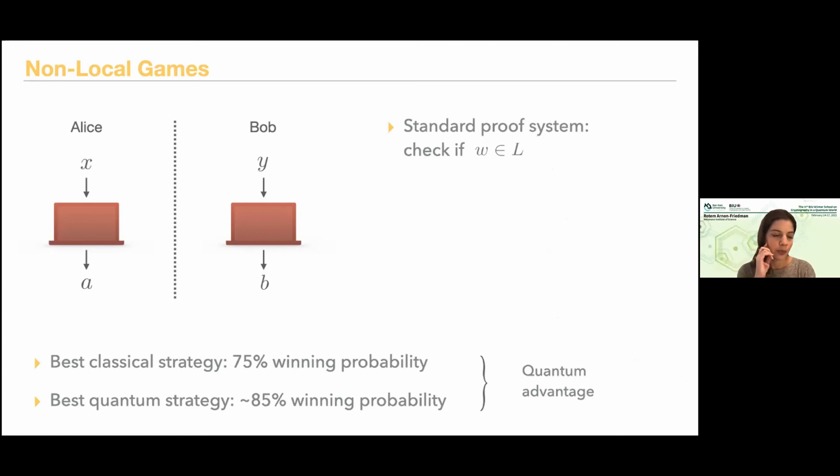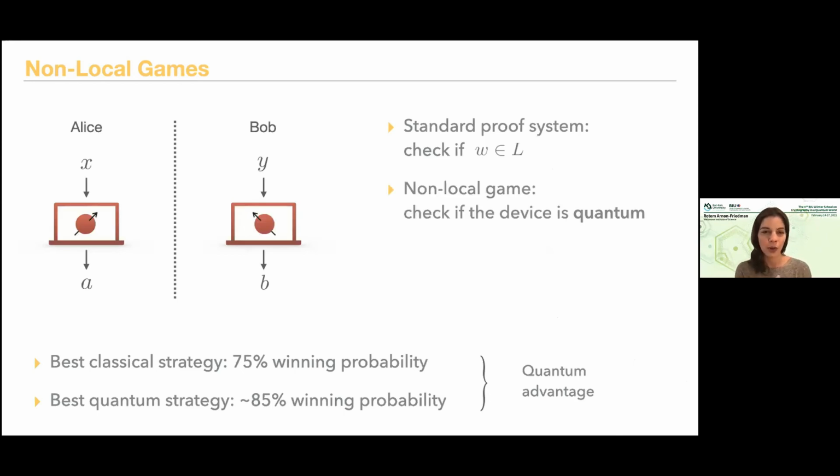Maybe if you want to compare it to NP, or to other proof systems. In a standard proof system, you have a language, and you want to check if a specific instance belongs to the language or not. What we have here is very similar. In a non-local game, what we want to check is not if something belongs to a language. We want to check if the device is quantum. So if we play this non-local game with the device, and we see that we get more than the 75% winning probability, then we know that something quantum must be going on inside. So this is a certificate that we have a quantum device, even though we only interacted classically with it. That's very cool.